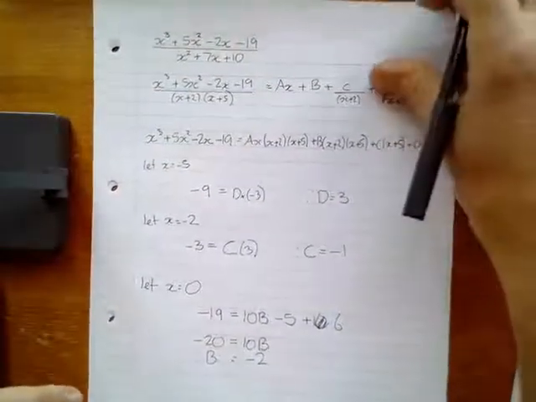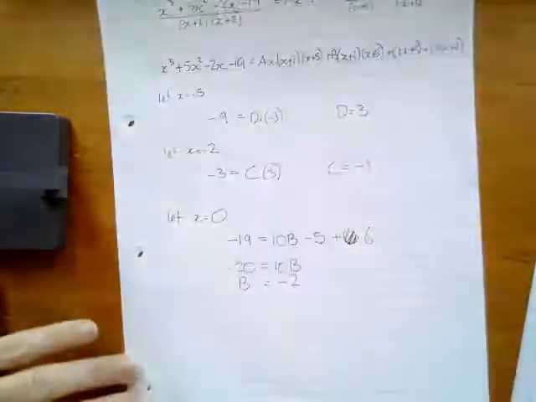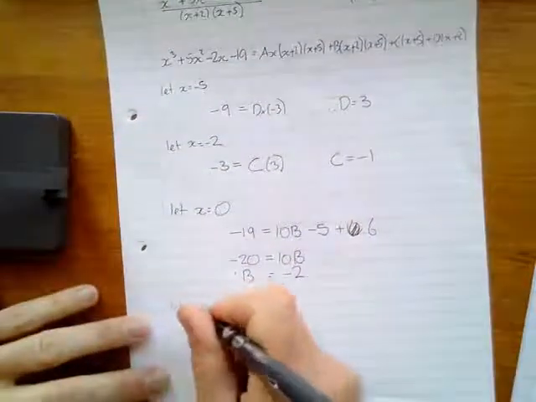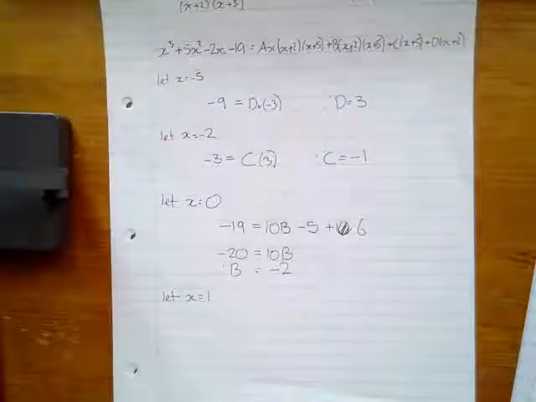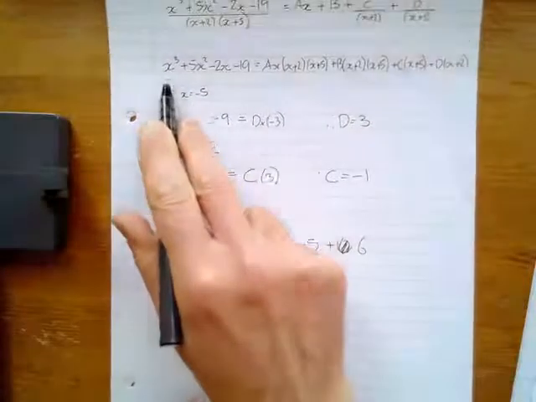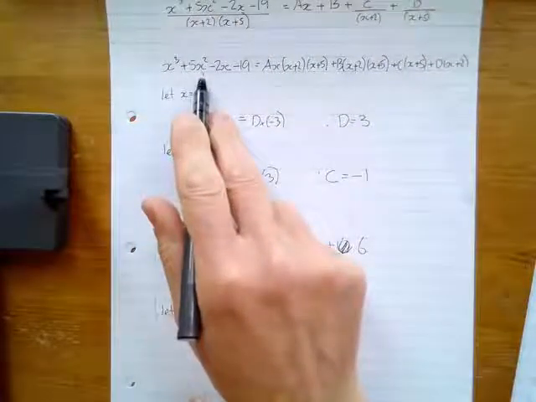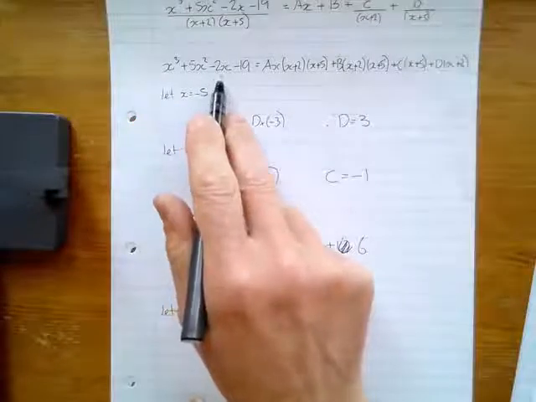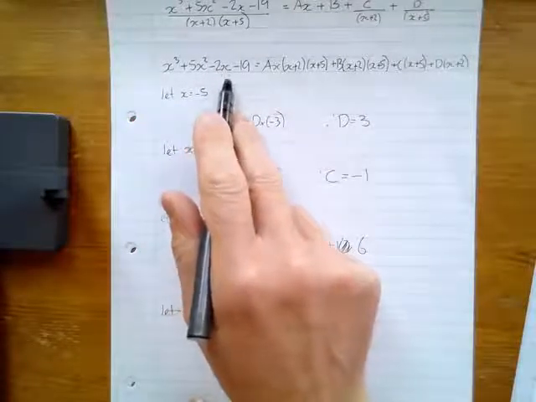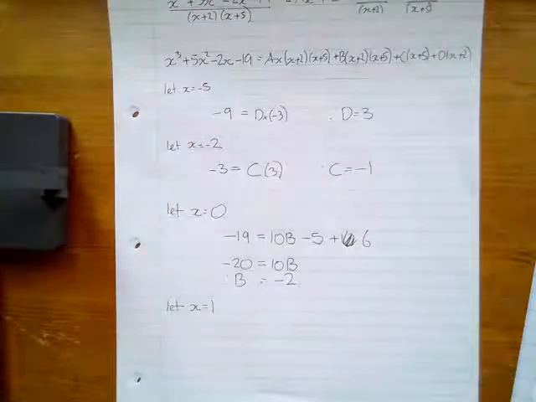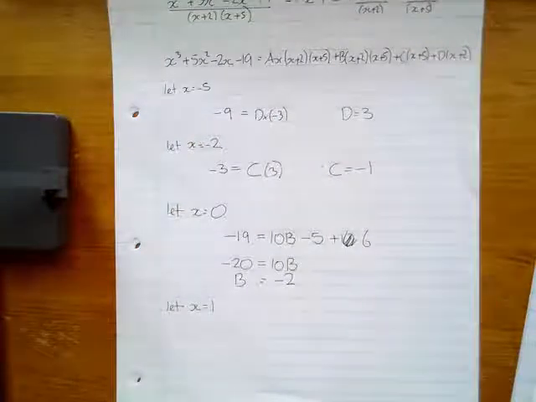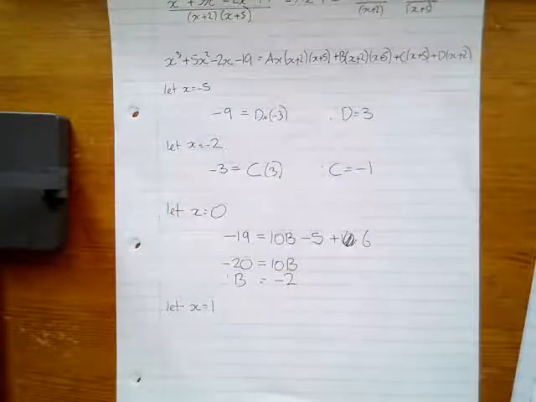And to find the a, I can just choose any nice simple value of x I like, and just sub it in. I'm going to choose x equal to 1. So on this side I get 1 plus 5, which is 6. Take away 2, which is 4. Take away 19, which is 4 take away 19 is minus 15.